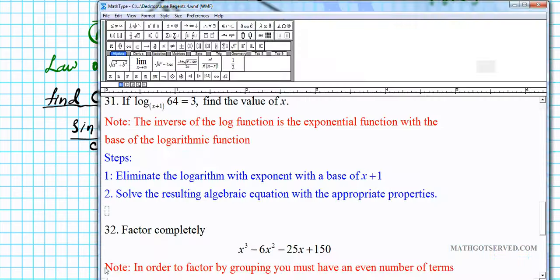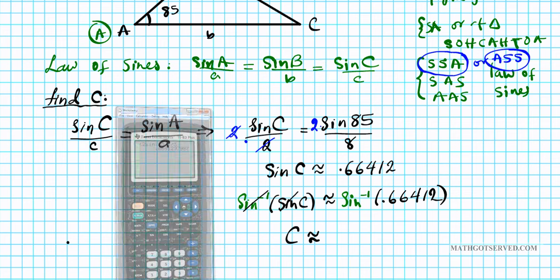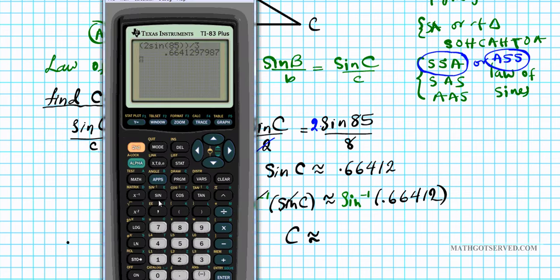Now what I'm going to do is pick up the answer I already stored before. Second function, inverse sine of. In order to preserve accuracy, I will call on my previous answer. So inverse sine of, second function negative gives us the previous answer, and we have 41.61. Okay, so angle C is 41.61.